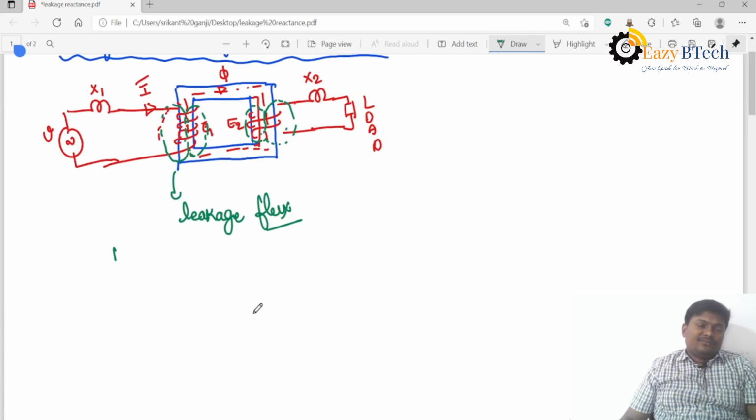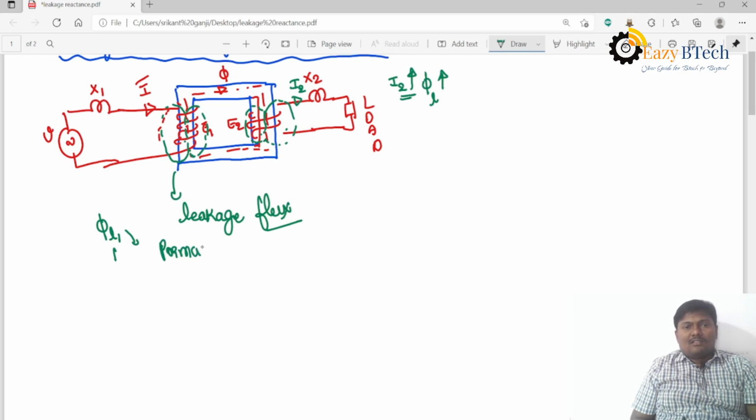So here, this leakage flux depends upon the load current. As the load current increases, the leakage flux in the primary winding and secondary winding both increase. We can say that phi L1 is called the primary side leakage flux, and phi L2 is the secondary side leakage flux.